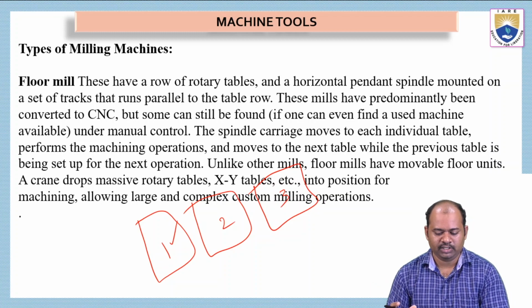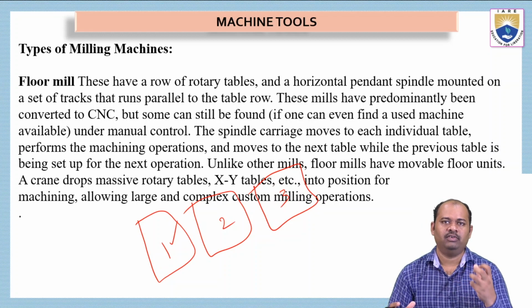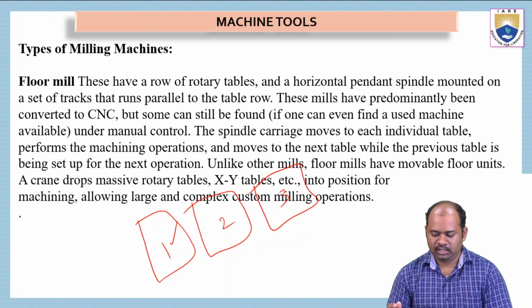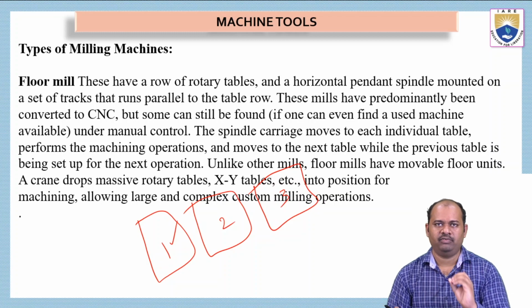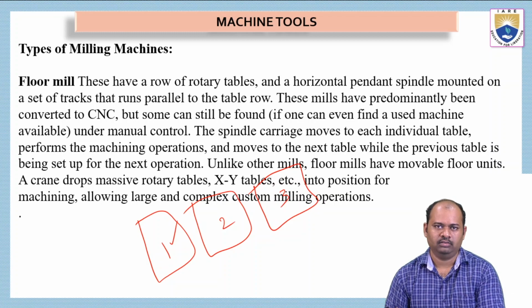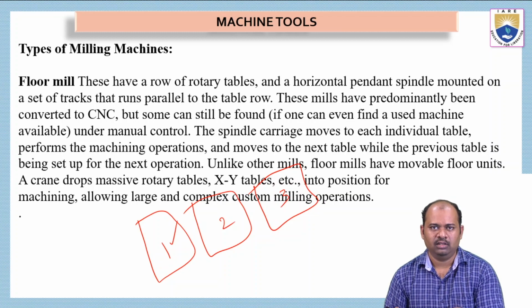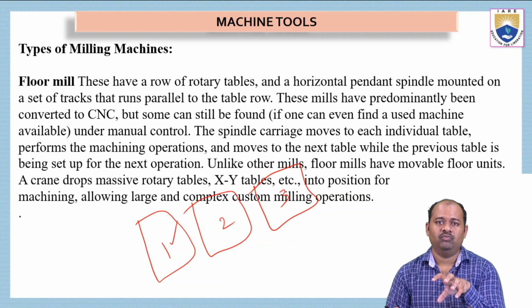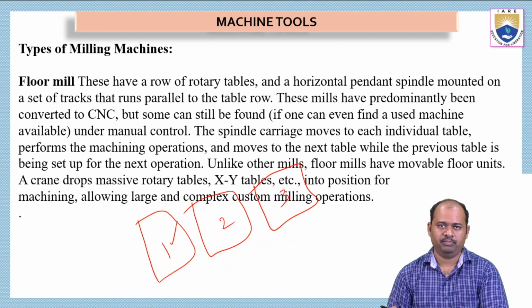A crane drops massive rotary tables, XY tables, etc. are used in this type of floor mills, into position for machining, allowing large and complex custom milling operations. Large and custom milling operations can be easily performed on this floor mill. So this is the type of milling machine on which we can do multiple workpieces. We can have multiple tables on which we can attach a large number of workpieces.